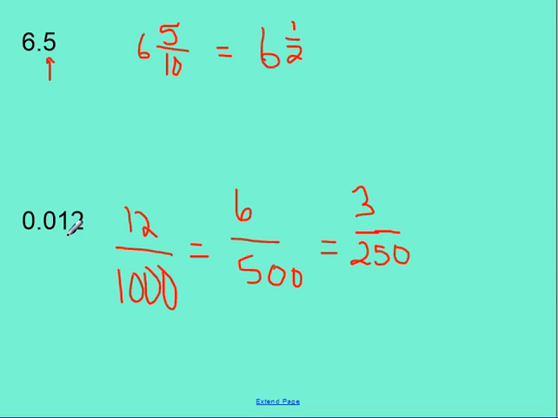For the second one, my decimal places, that's the tenths, that's the hundredths, that's the thousandths. So I'm going to put 12 over 1,000. And then I divided top and bottom by 2 to get 6 over 500. Divided by 2 again to get 3 over 250. Okay? So that's the end of the lesson itself.